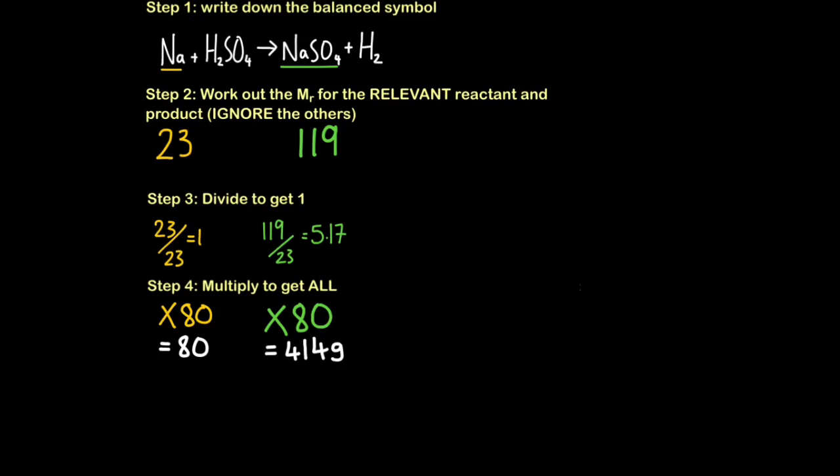So the key thing here is, remember, when you've got the masses of the different molecules, you divide by itself in terms of 1, and then you scale up by the figure in the question. So mine said 80 grams. Don't let the unit faze you. It could ask you for tons, in which case you just replace grams with tons.